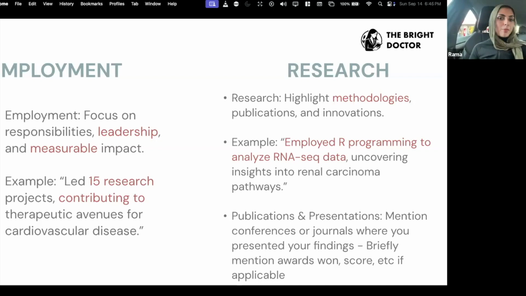So say you did a bioinformatics project, I employed R programming. What was the software that you did? What did you end up coming up with? So here, in my example, we were uncovering RNA-seq data, and we discovered insights of renal cell carcinoma. So notice here how this was a three-prong approach. What methodology did I employ? What was the general purpose? And how did it have a broad impact? Research here, they're just trying to see, can you be part of that world? Next slide, please.